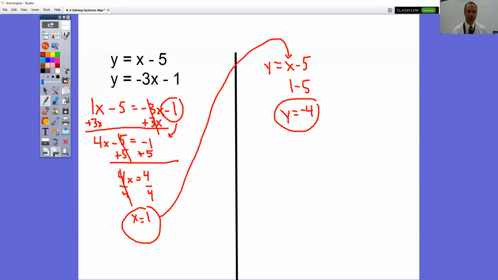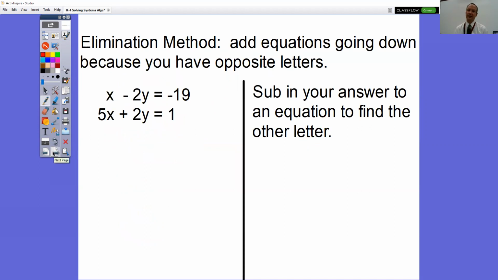In the next type of question, you're going to have to use the elimination method. You're going to have opposite letters. Notice that we have a negative 2y and a positive 2y. That negative 2y and that positive 2y are opposites. When you have opposites, you want to add the equations going down.